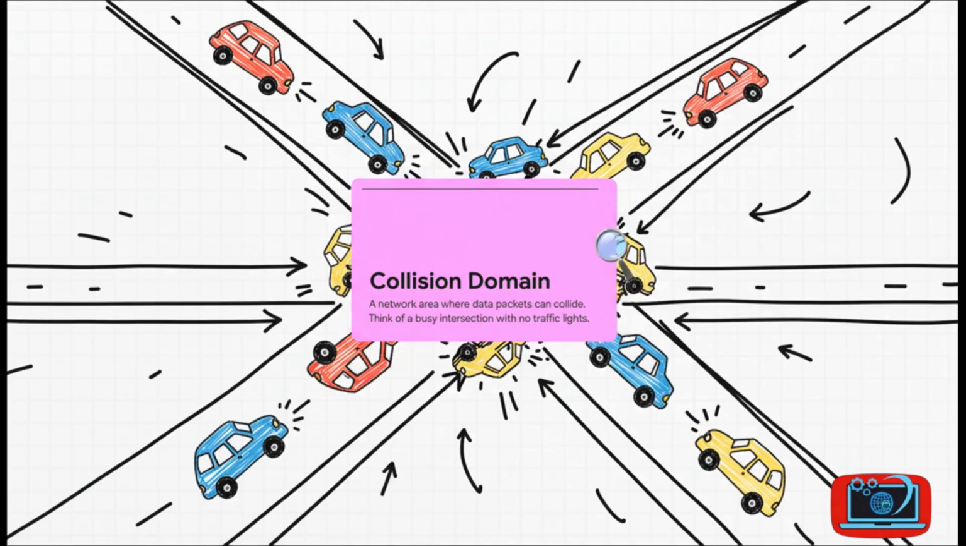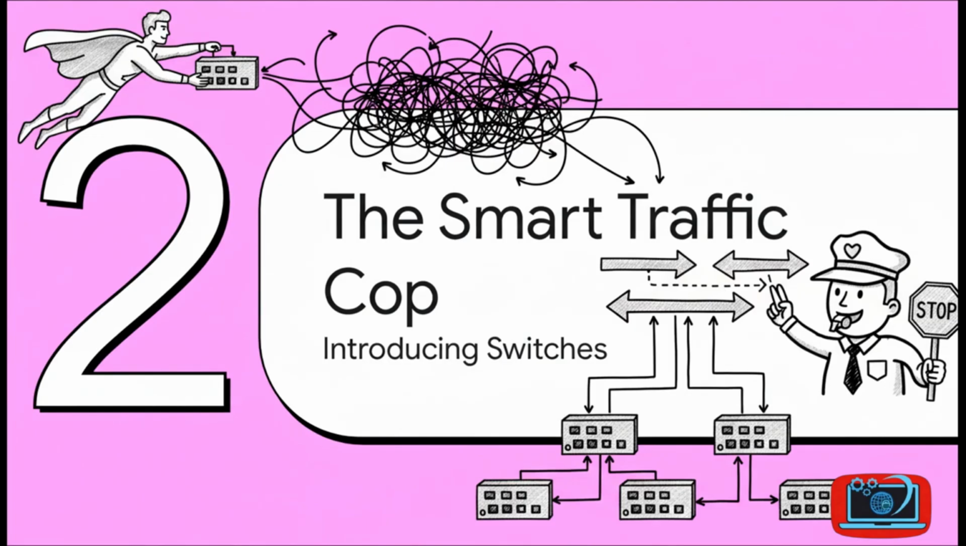Let's really lock in that term, collision domain. The analogy here is perfect. Think of a big, busy intersection, but with no traffic lights and no stop signs. The data packets are the cars, and they're just flying through and constantly crashing into each other, causing these massive digital traffic jams. But, of course, every story of chaos needs a hero to bring order. And for us, that hero is the network switch. It's the smart traffic cop our network was desperately waiting for.